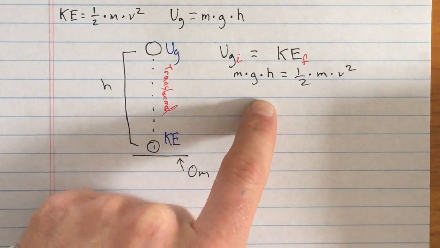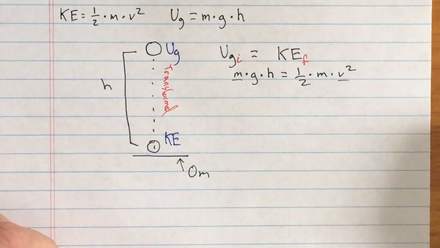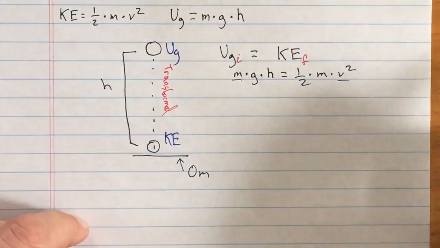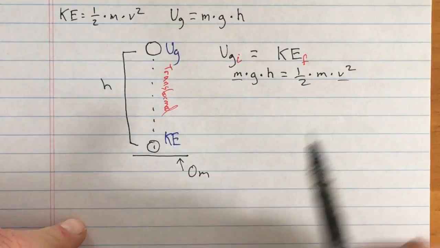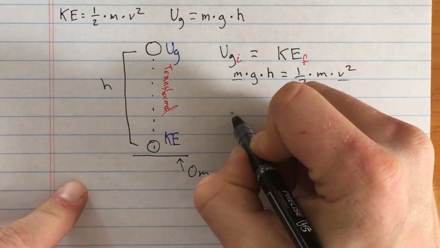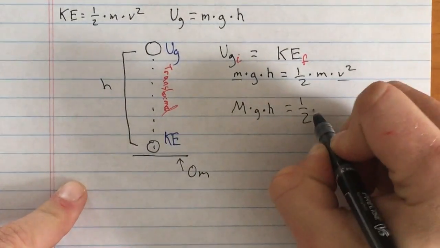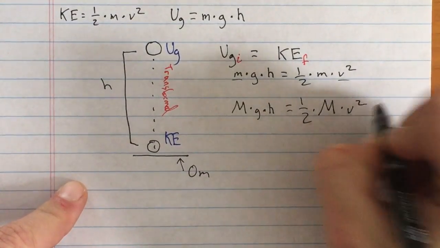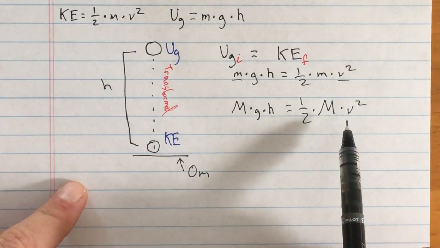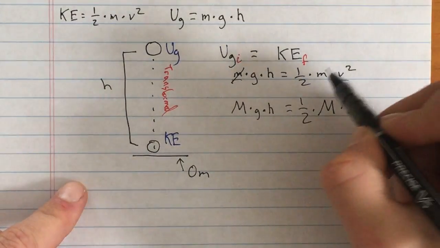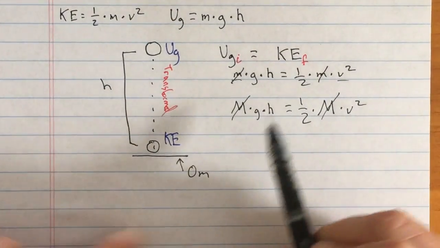Question: does changing the mass affect the velocity? So say you do an experiment where you have a small mass and you measure the velocity, and then you do another experiment where you get a bigger mass and you measure the velocity. Well, you can see that changing the mass does not affect the velocity at all. In fact, the mass doesn't matter. They actually cancel out of this equation. The mass doesn't matter.